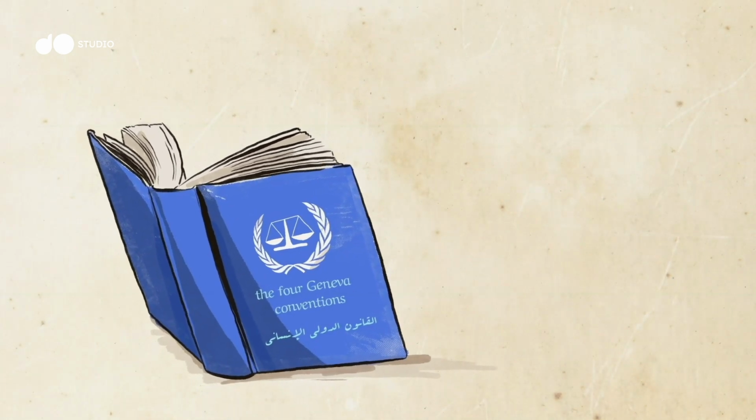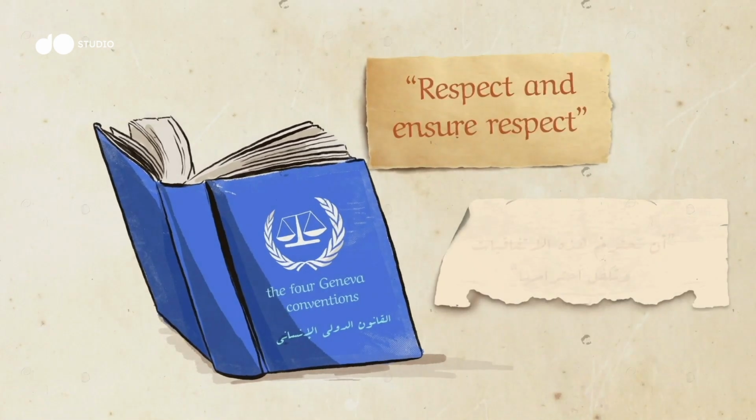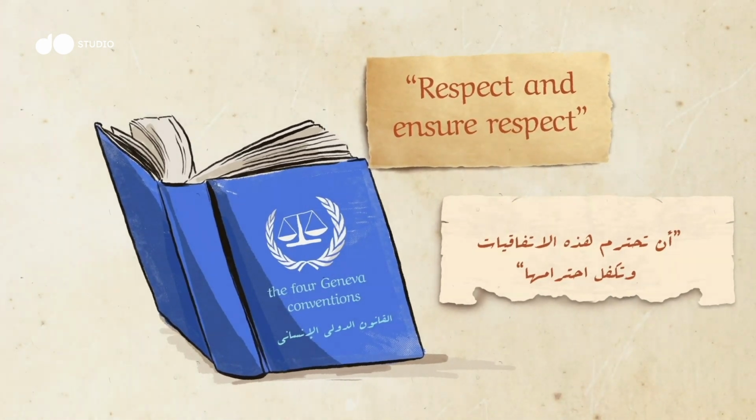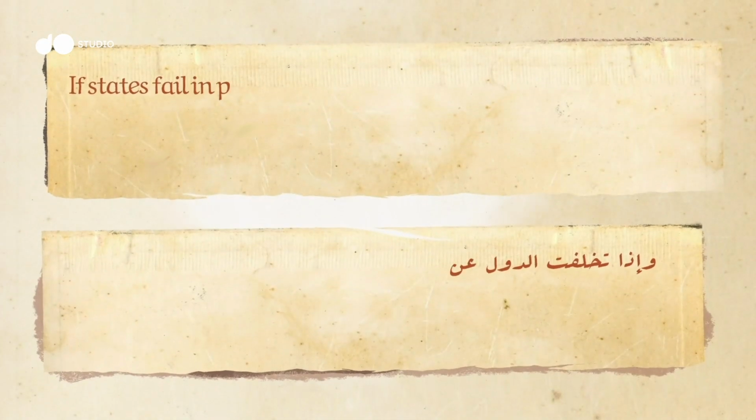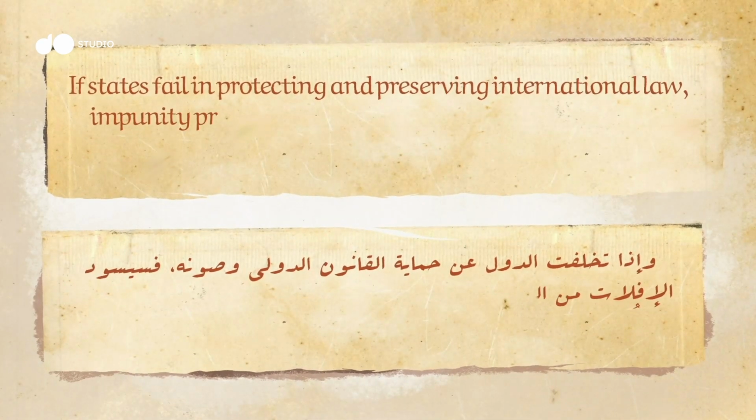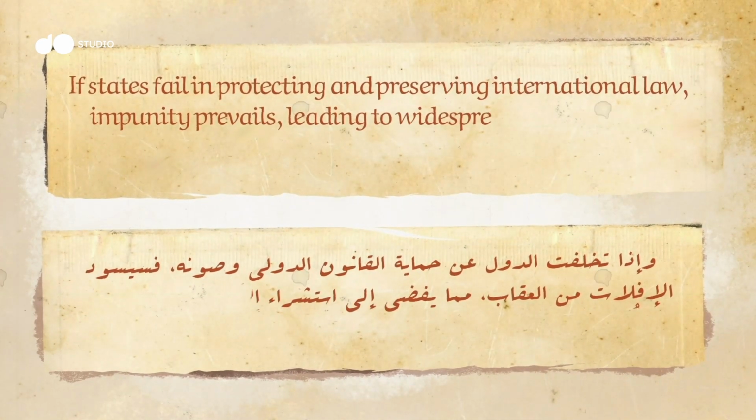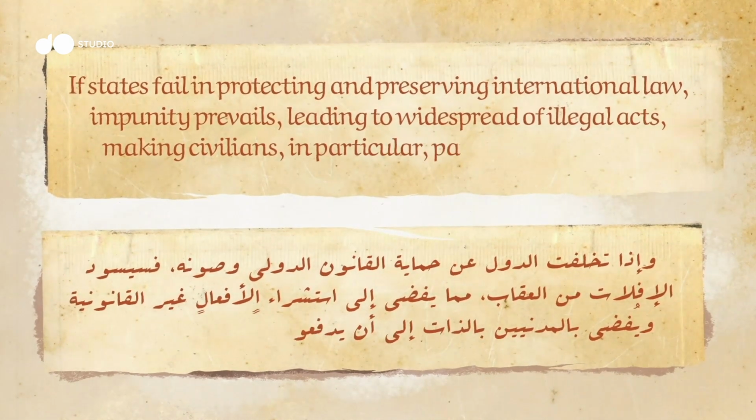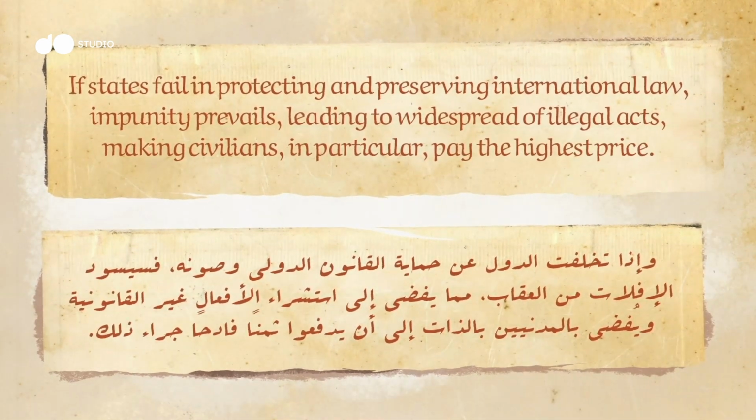Common Article 1 of the four Geneva Conventions obliges high contracting parties to respect and ensure respect for the conventions. If states fail in protecting and preserving international law, impunity prevails, allowing the continuation and expansion of illegal acts. In particular, impunity ensures that civilians pay the highest price.